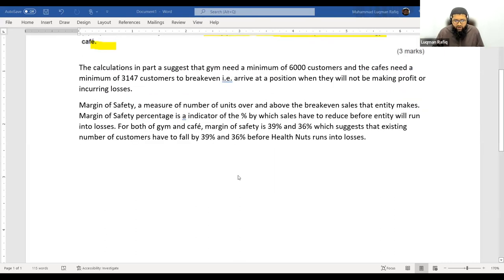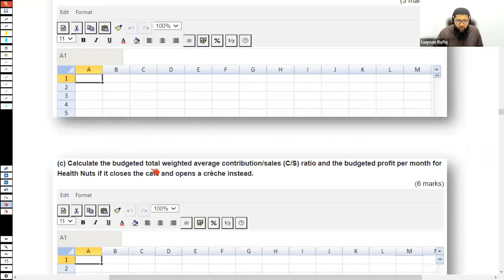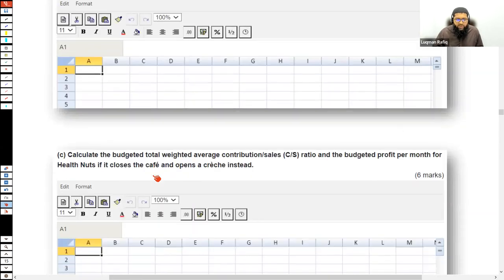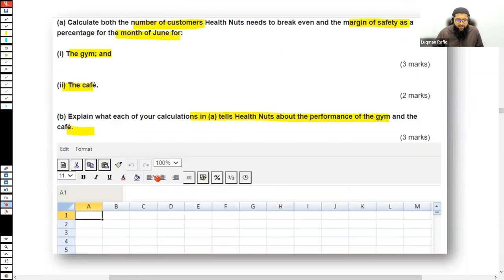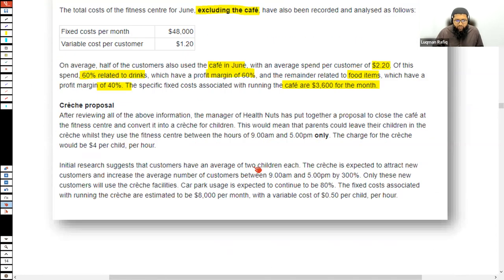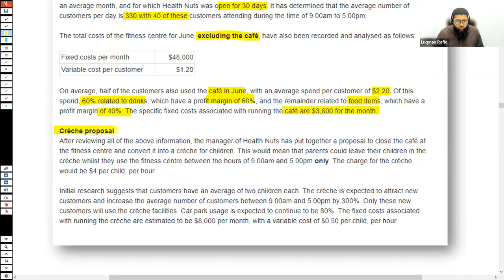The next situation that we need to understand is that we now need to move on to the next requirement of the question. The next requirement was to calculate the budgeted total weighted average CS ratio and the budgeted profit for the month of Health Nuts if it closes the cafe and opens a creche instead. So there is actually a proposal of a creche. Take 5 minutes and then we'll start discussing.